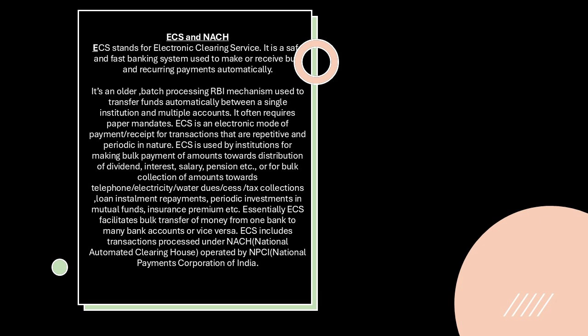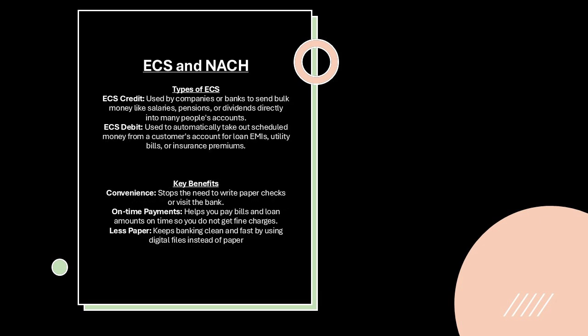NACH operated by NPCI. The two variants of ECS are ECS credit, used by the institutions to distribute a single pool of money to multiple beneficiaries simultaneously. This is used in case of salaries, pensions, or dividends directly into many people's accounts.